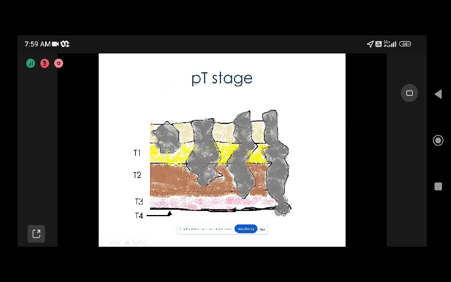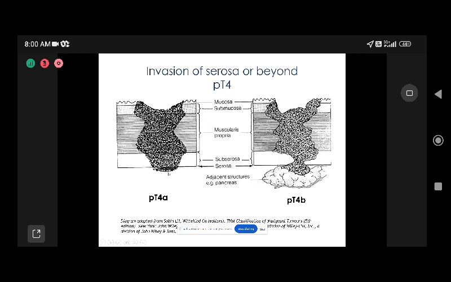So PT1 stage is when it goes into the submucosa. PT2 is when it goes into the muscularis propria. It's a PT3 stage when it goes into the subserosa or the adventitia. And when it involves the serosa, it is called as the PT4A. And when it involves another organ through the serosa, then it is called as PT4B. So PT4A is when it is involving the serosa, and PT4B is when it involves some adjacent structure. It could be a small intestine, it could be pancreas or others.